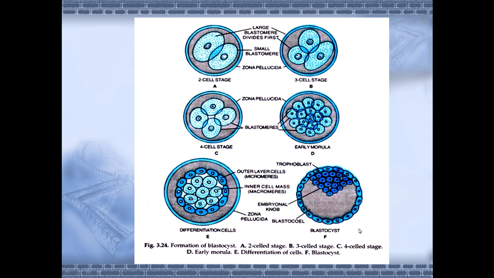Is it okay with you? Is it fine? Is it clear? The main thing is there is differentiation of these cells into an outer layer, which forms the trophoblast, and an inner layer that forms the embryoblast, and the cavity is the blastocoele and the stage is the blastocyst. This is known as the blastocyst, from morula to formation of the blastocyst.